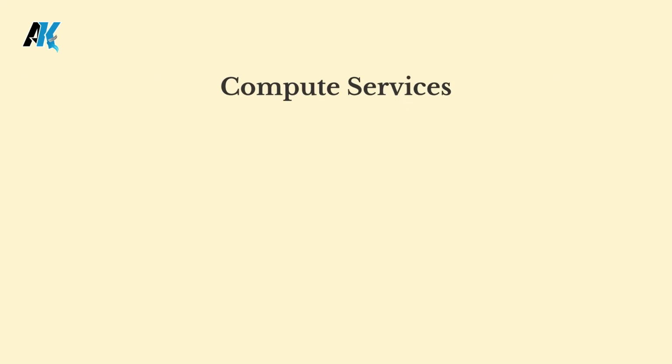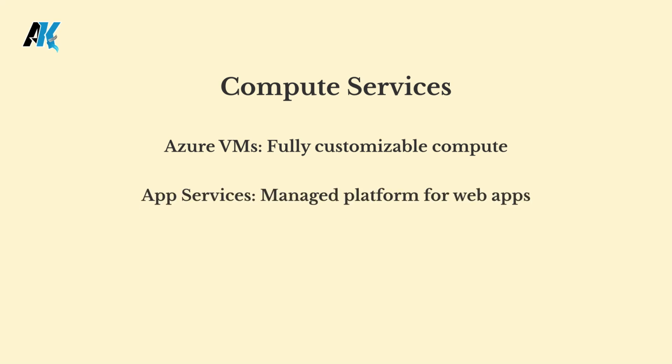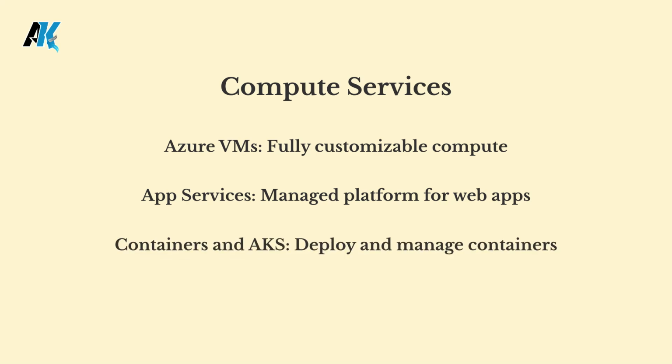In this chapter, we'll review key compute services covered in the course. Azure Virtual Machines provide fully customizable compute environments, allowing you to install and run any application. App Services is a fully managed platform for hosting web applications and APIs without worrying about infrastructure management. Finally, Azure Kubernetes Service, AKS, provides container orchestration for deploying and managing containerized applications at scale.